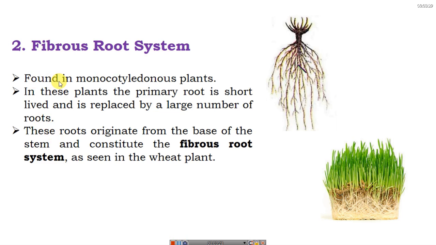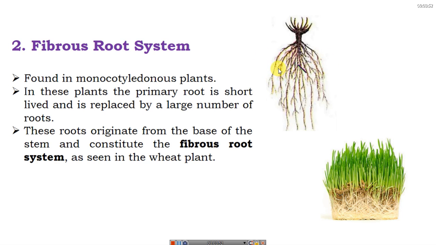The second root system is the fibrous root system. This is found in monocotyledonous plants. This is the important thing to remember. And in these plants, primary root is very short actually. The primary root that arises from the radicle is very short and short-lived, and it is replaced quickly by a large number of roots. All these roots look alike.